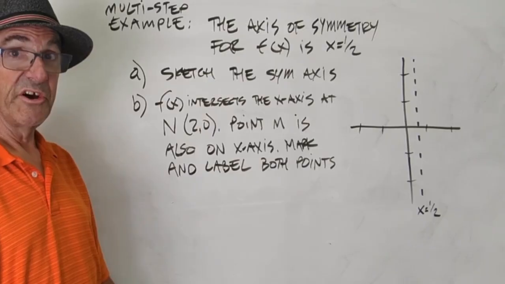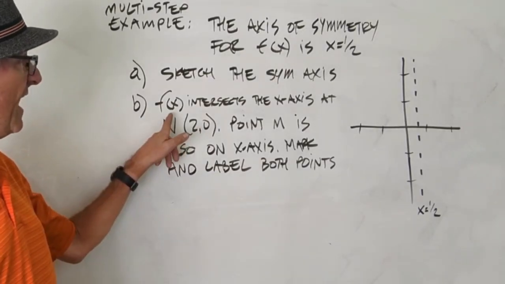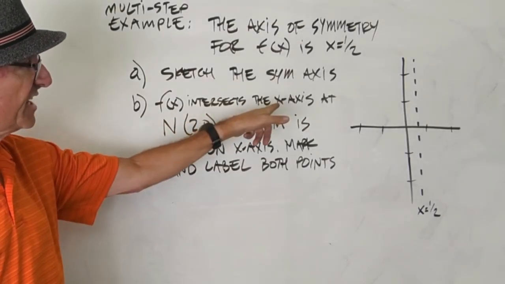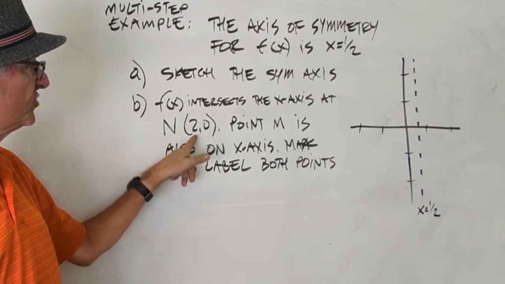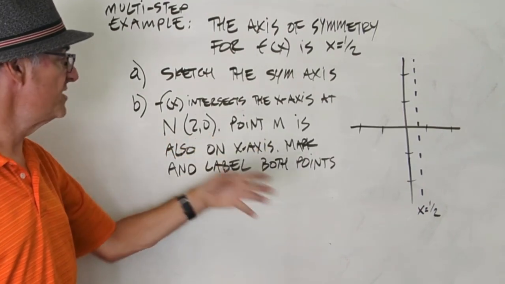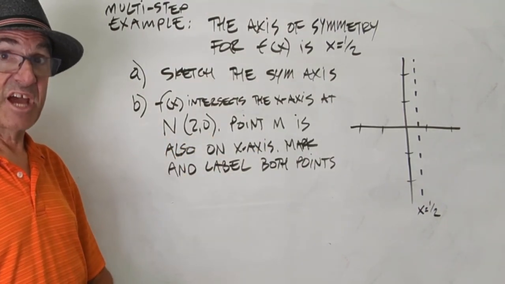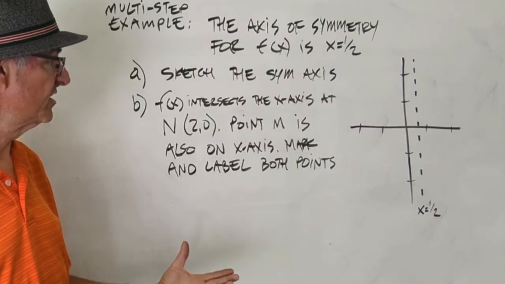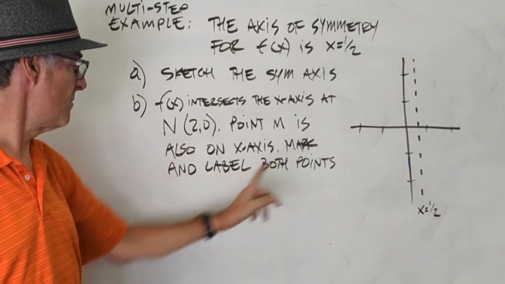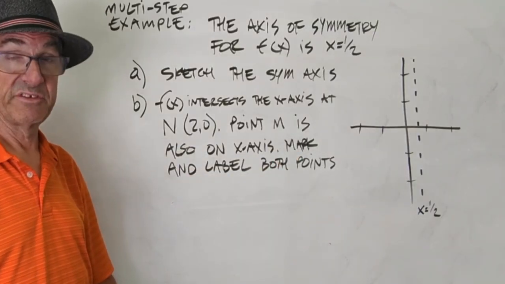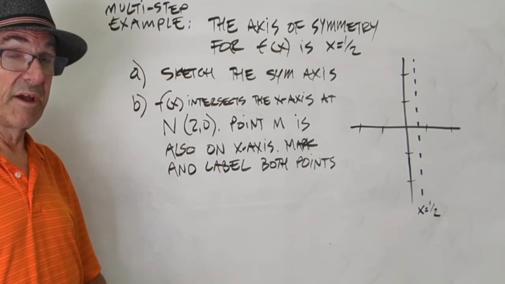Great, here we go, part B. F of x intersects the x-axis at this point N, which is 2, 0. Point M is also on the x-axis, somewhere else, they're not telling you. What you want to do here is mark and label both points. So pause the video and go ahead and do that.